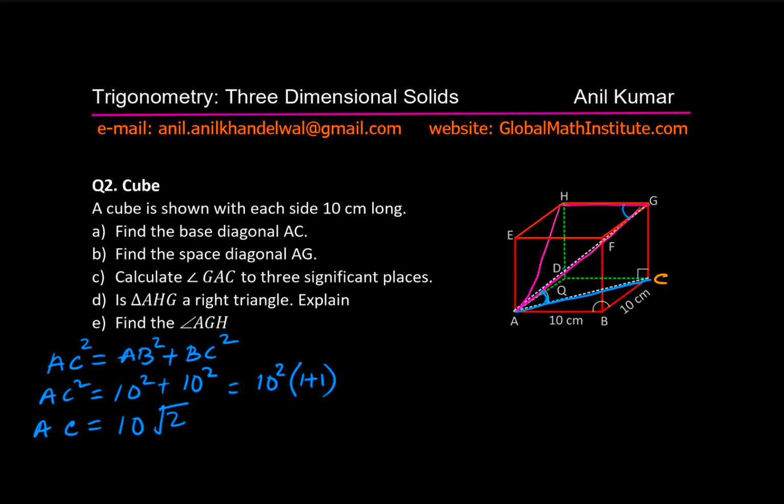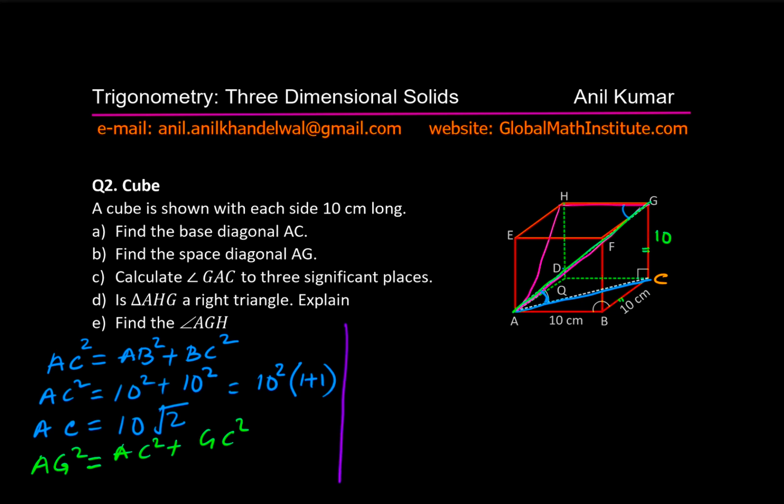Now find the space diagonal AG. To find AG, what are we going to do? Now we have to find A to G. Well, we know what AC is, and we also know that this is 10. Since it is a cube, all sides are equal, correct? So we can find the diagonal A to G. So clearly, what we have is that AG square should be equal to AC square plus GC square, correct? So we are going to use this to find the value of AG.